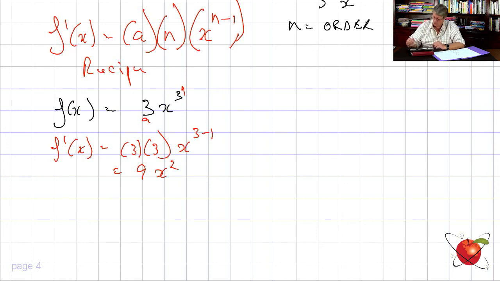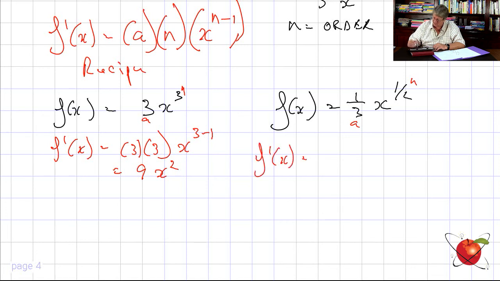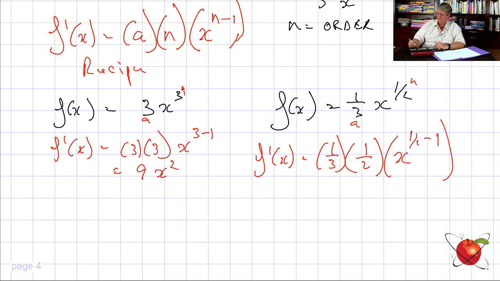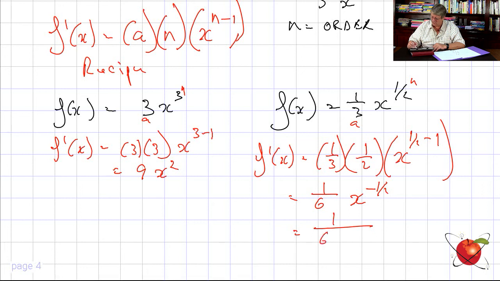So we've got 9x squared there. What if I said, all right, let's do another one then. f of x was equal to 1/3 x to the power of a half. Let's just check a and n. So f prime of x is equal to, a is 1/3 in brackets, n comes down to the front, a half, times x to the 1/2 minus 1, that is n minus 1. Which leads me to 1 over 6 times x to the minus 1/2. We don't have a negative exponent, so 1 over 6 x to the power of 1/2. If you're a purist, or rather 1 over 6 root x, because x to the 1/2 is the square root of x. Yep, we're going to need to know all of those things as well.